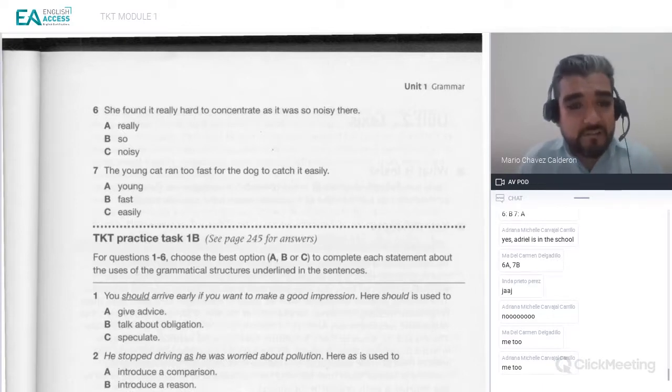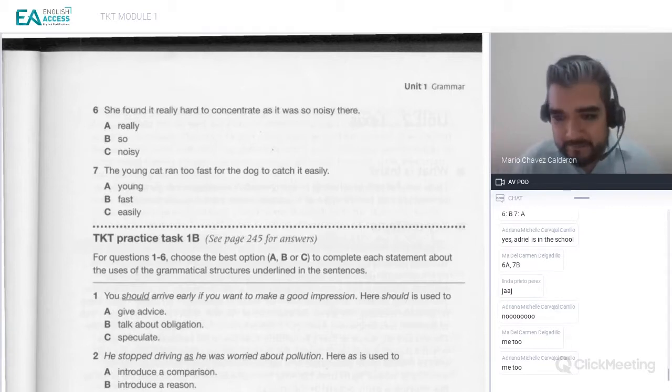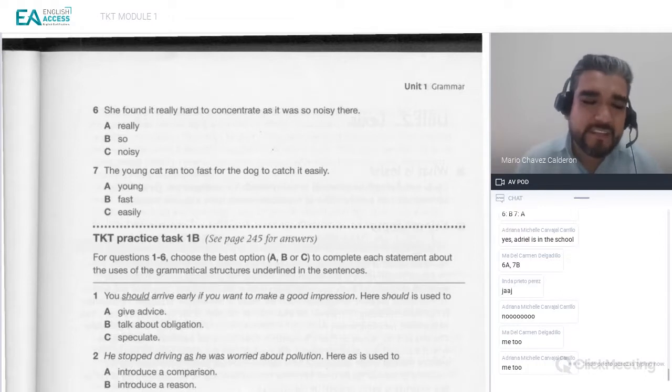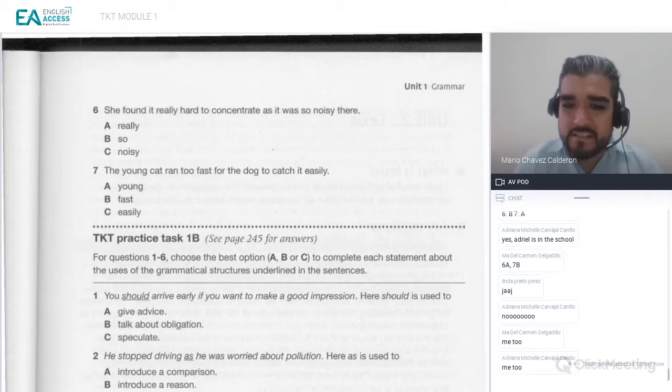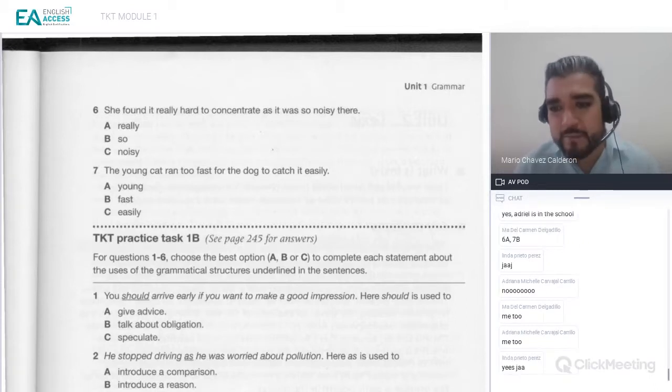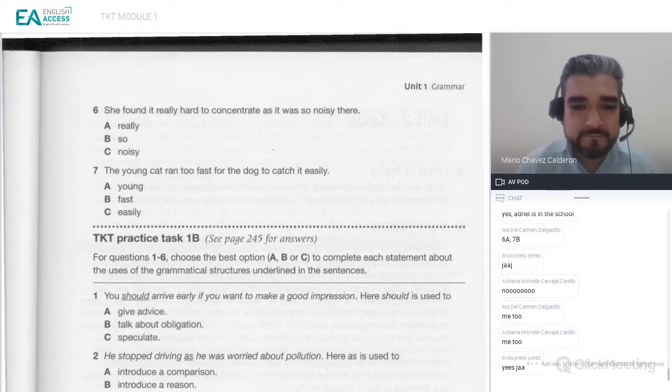The young cat ran too fast for the dog to catch it easily. We have young, fast, easily. The answer, ladies, is letter C, easily. Good job, Linda. Young is an adjective. Fast is an adjective. Easily is an adverb. You see, ladies?